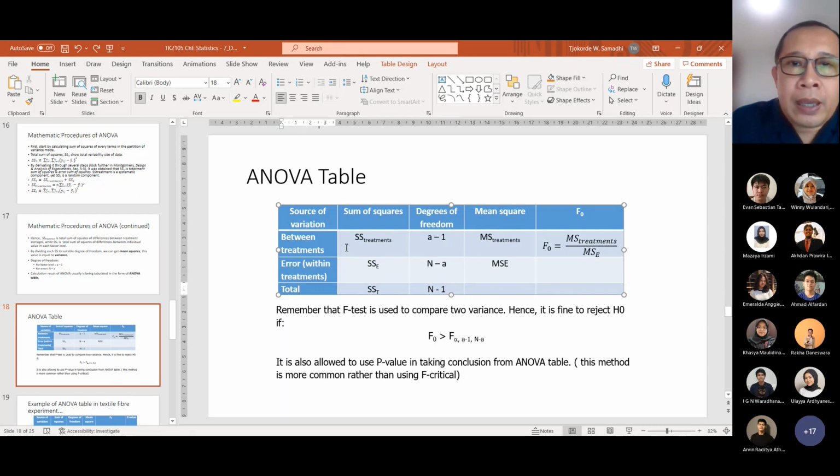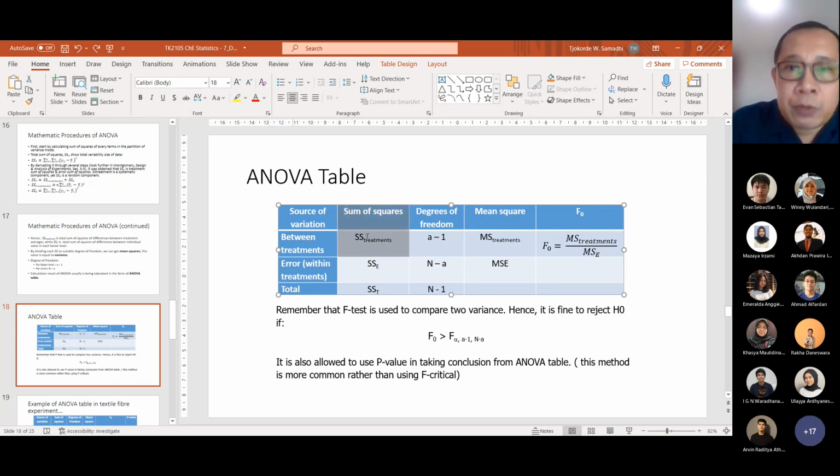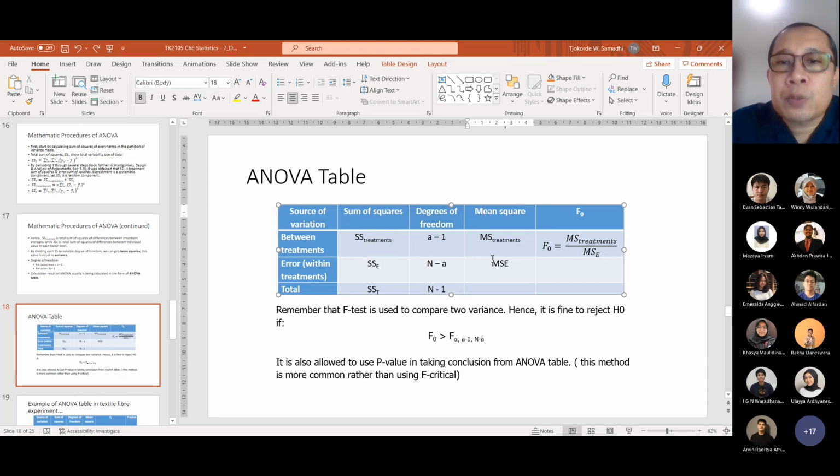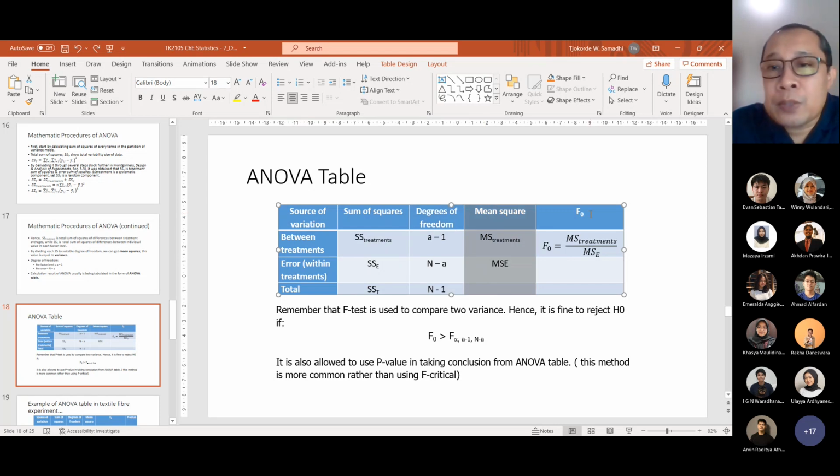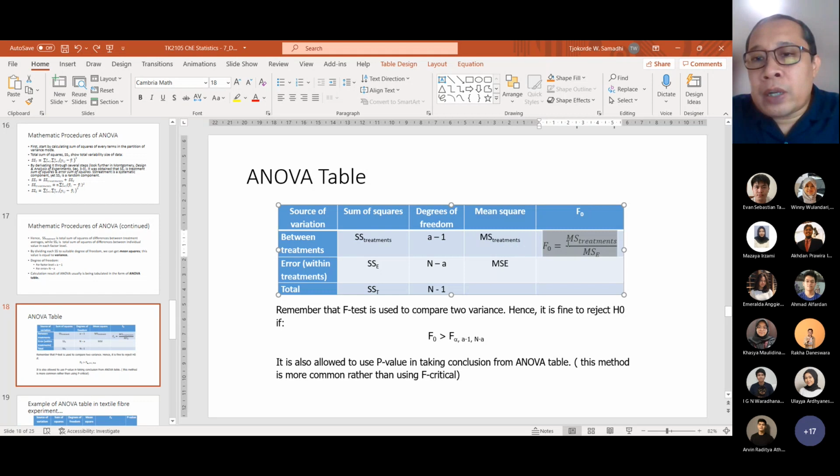Okay, and the second column is usually the sum of squares. Third column is the degree of freedom. Fourth column is the mean square, and the last one is an F0 quantity. Now, the reason why we calculate the quantity F0 again. What we want to prove in ANOVA analysis is which one is more predominant, right? Which one is more significant?